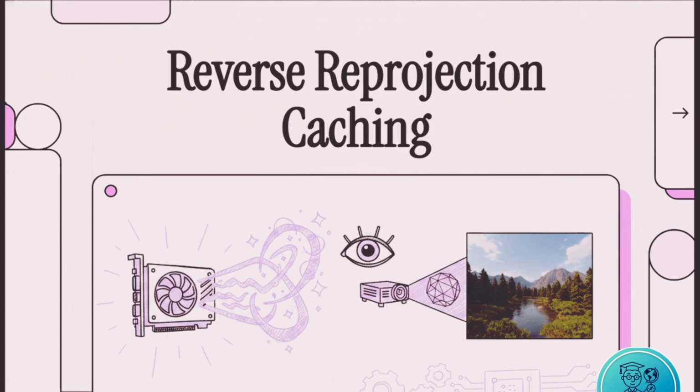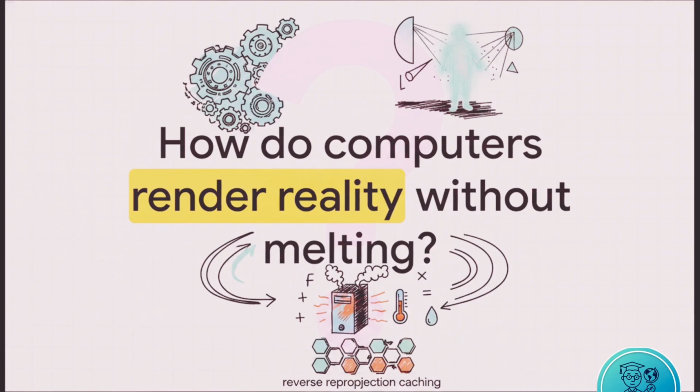And the crazy thing is, it's not just about throwing more processing power at the problem. It's about fundamentally outsmarting the physics of rendering itself. So how exactly do computers render all this reality without melting down? We all expect stunning realism nowadays, right? Perfect shadows, glowing skin, dynamic reflections. But here's the massive roadblock.